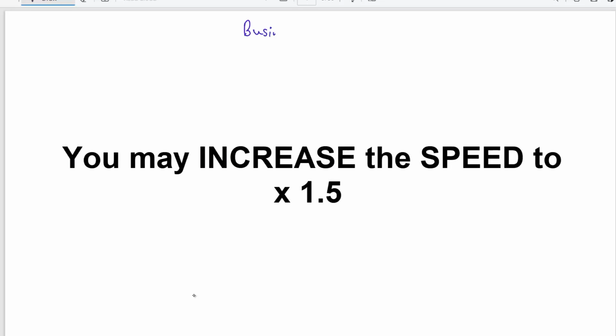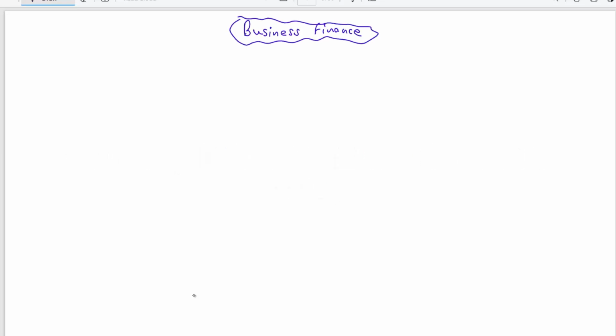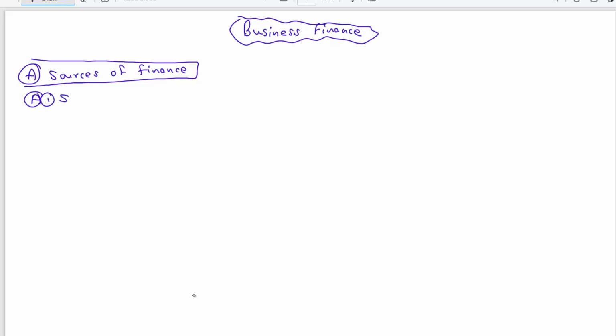Business finance. In that, the first area is A, sources of finance. Under sources of finance, the first thing that you have is short-term finance. Under short-term finance, what are the things that you should know?